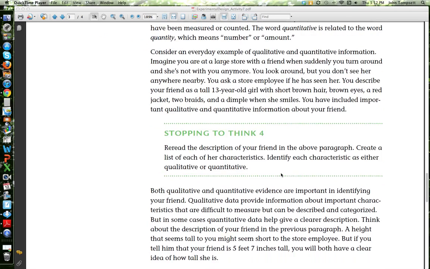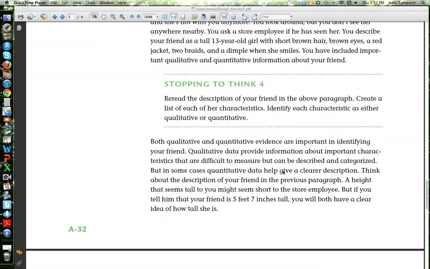Here's Stopping to Think 4. Reread the description of your friend in the above paragraph. Create a list of each of her characteristics. Identify each characteristic as either qualitative or quantitative. I'll continue on with the reading now.